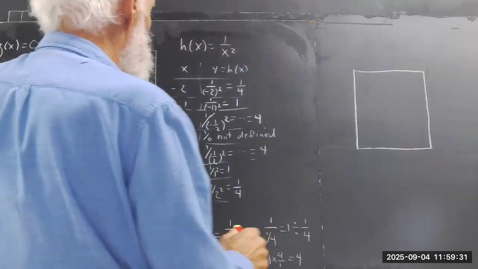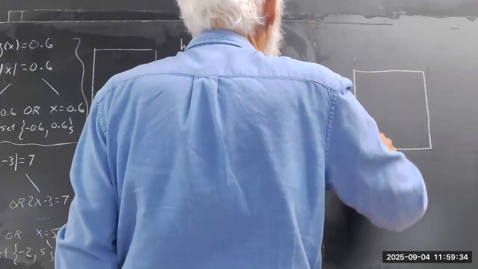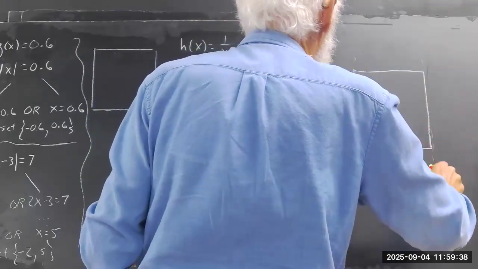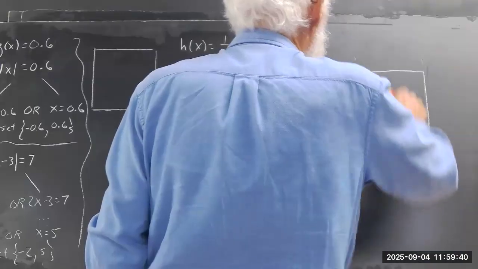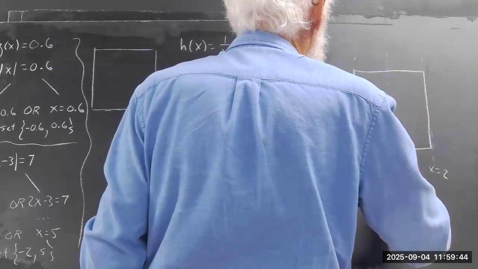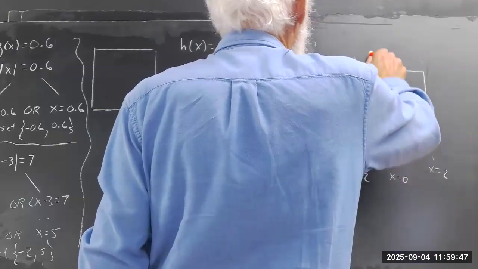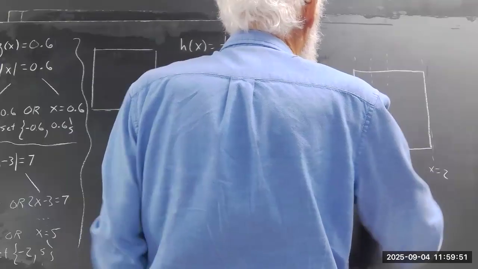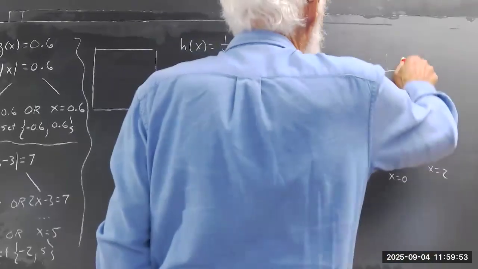X goes from -2 to 2 as before. So here's x equal to -2. Over here is x equals 2. In the middle, between -2 and 2, of course, we have x equals 0. And x equals -1, halfway between -2 and 0.